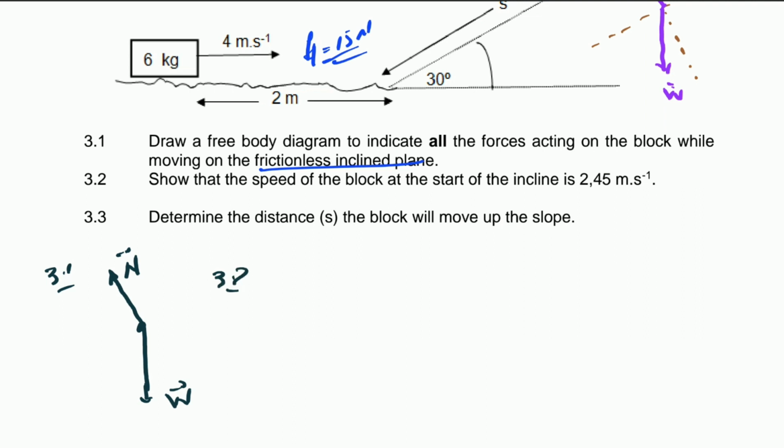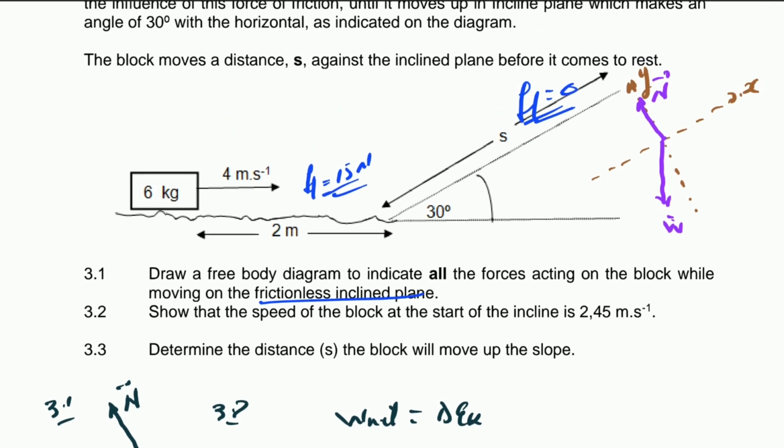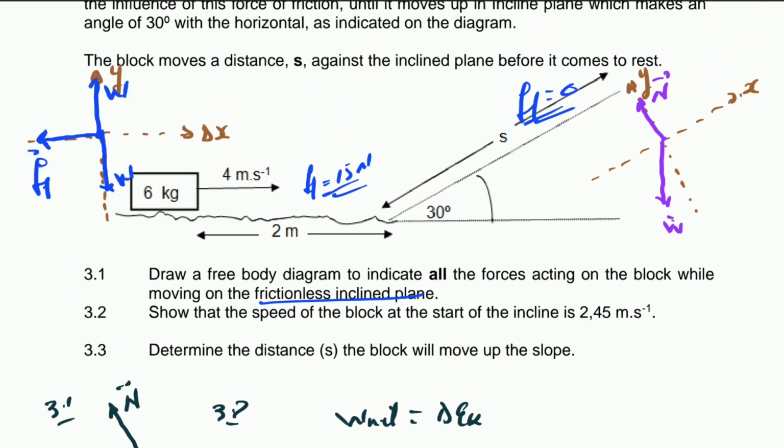Question 3.2, they say show that the speed of the block at the start of the incline is 2.45 meters per second. So we are going to use the work energy theorem. You can use Newton's law, you can use equations of motion, but the purpose of this is to use work, so we are going to do that. The net work is equal to change in kinetic energy. Now, for this part of the work, you do have friction, and if you do the free body diagram, which is in this case this one, you can see that the work done by friction, the angle is 180 degrees.